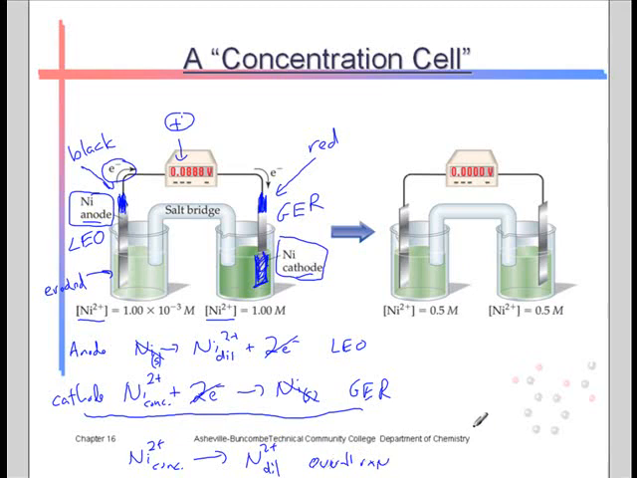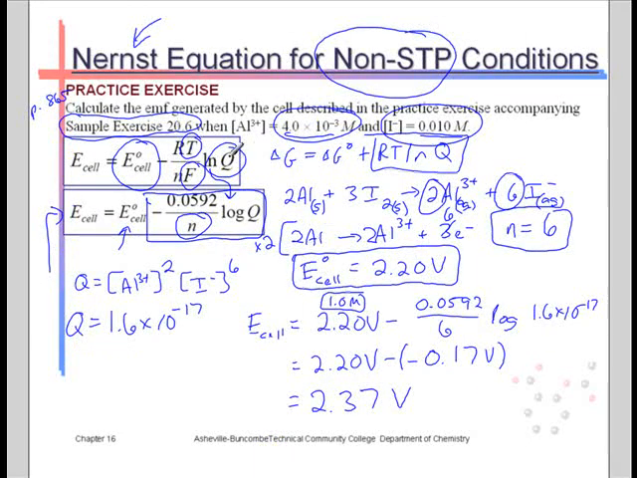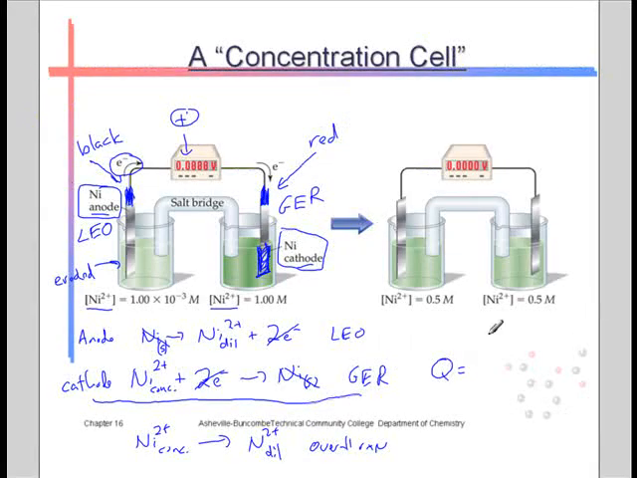The reason I do this is because, as we saw, there's the Q. When we use the Nernst equation in this next problem, we have to worry about the Q. What are the concentrations initially? And to establish the Q, we have to establish what the products and the reactants are, and the only way we can do that is to go through this half reaction argument.